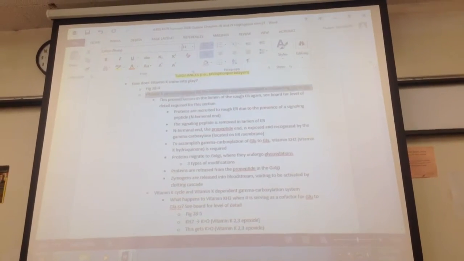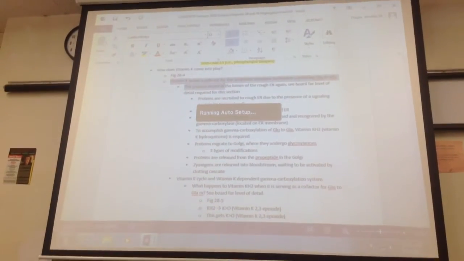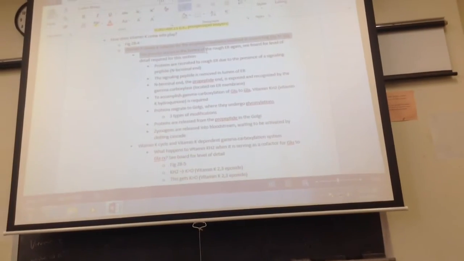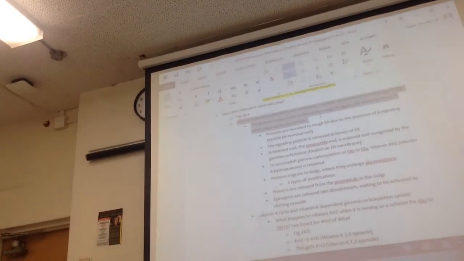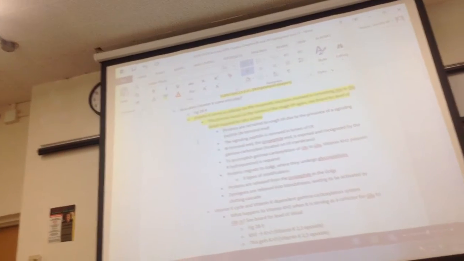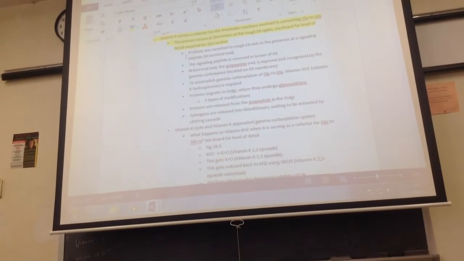Vitamin K serves as a cofactor for the enzymatic reaction involved in converting Glu to Gla. This process occurs in the lumen of the rough ER, right? Again, I'm going to draw a picture in a minute. So, okay, how does this work?